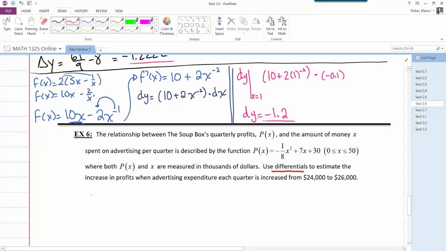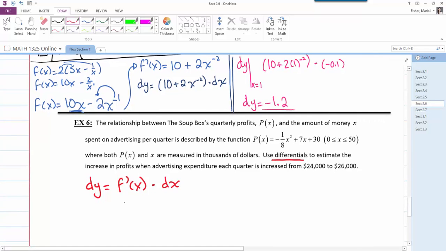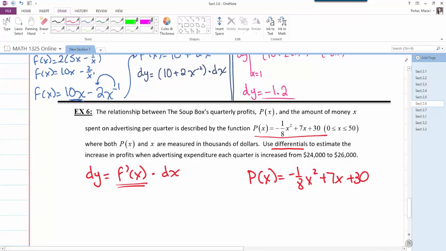So remember, differentials is dy is equal to f prime of x times dx. So the first thing I need to do is figure out, well, what is f prime of x? What is the derivative of the given function? Well, this is my given function, right? My P of x is equal to negative 1/8 x squared plus 7x plus 30. So what's the derivative of that function?